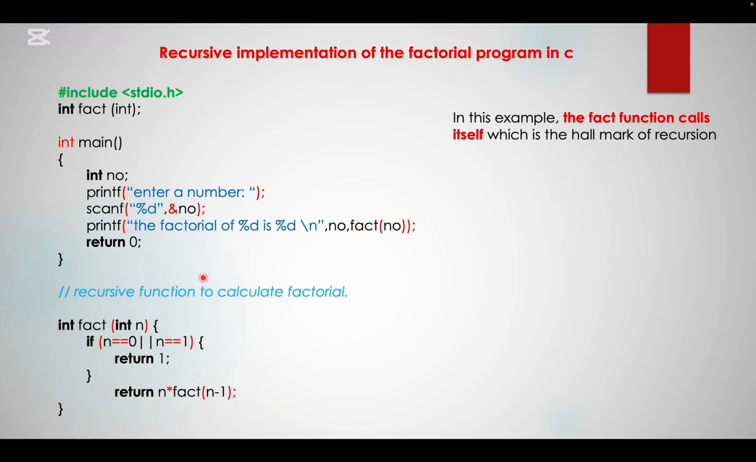So how does it work? Now, this is a comment in C. A comment is used to explain a section of a code. This is the recursive function to calculate the factorial of a program. What is recursion? The ability of a program to call itself.